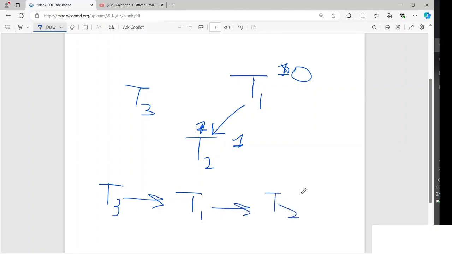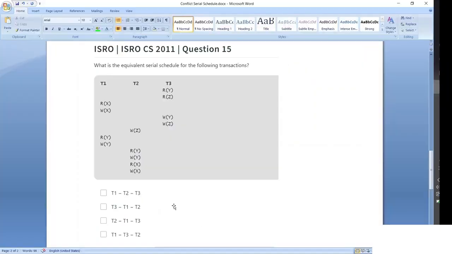So T3, T1, T2. Yes, option B will be right. So this option is the right option for this. So like this you have to solve the question.